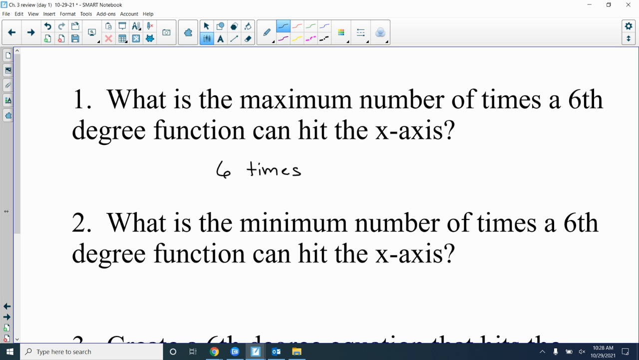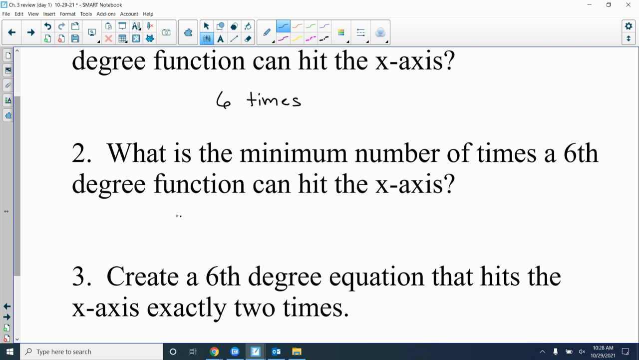Okay. Of degree n, it can hit it n times. Does it guarantee it'll hit it 6 times? No. What is the minimum? What is the minimum number of times a 6-degree function can hit the x-axis? Twice. 0. Not once, but 0. 0 times.